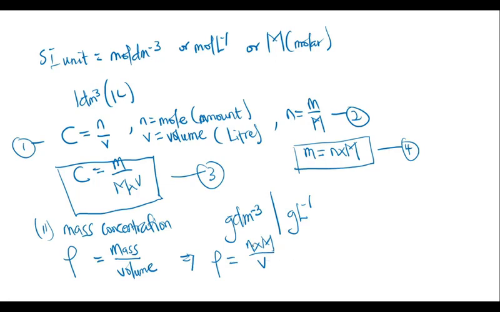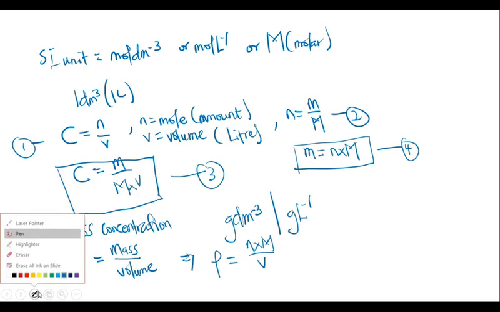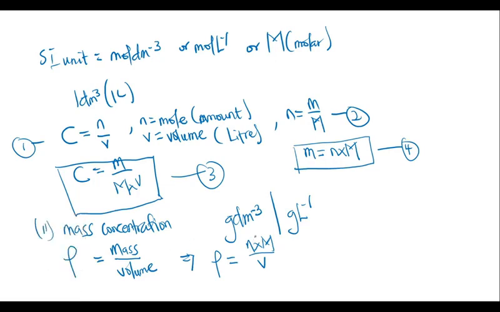Now, we know mole over volume, what we have over here, is what we have as the normal concentration. So it implies that our mass concentration is equal to the amount concentration times molar mass, equation 5.